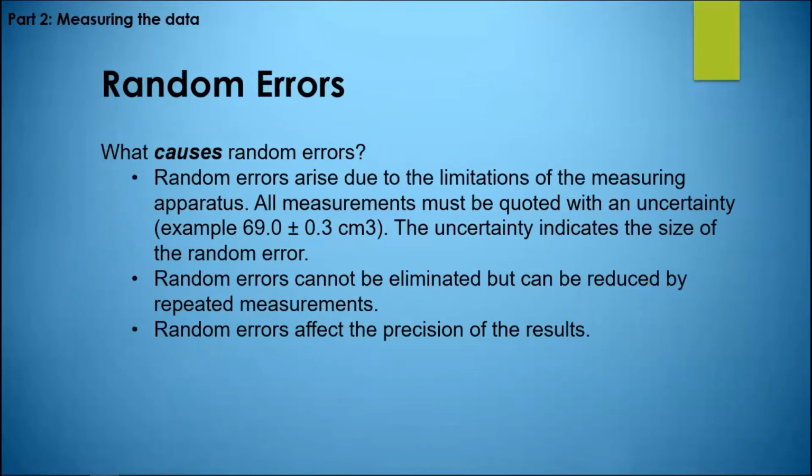So what causes random error? It can arise due to the limitation of the measuring apparatus, okay? Also, random errors cannot be eliminated, but they can be reduced by repeated measurement, and random errors affect the precision of the result, okay? Random errors have an equal probability of being high or low as compared to the true value, and they occur in estimating the value of the last digit of a measurement.